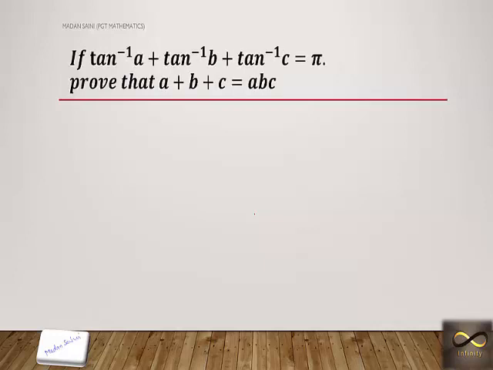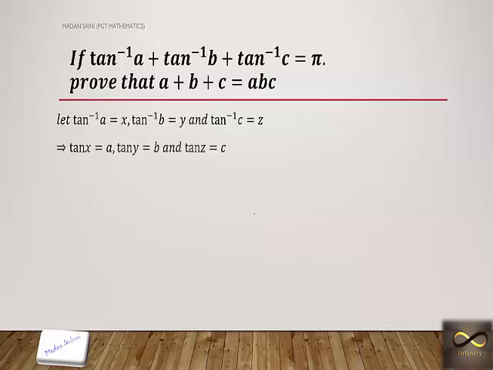Here we have tan inverse A plus tan inverse B plus tan inverse C is equal to pi, and we need to prove that A plus B plus C is equal to the product of the three numbers A, B, C. Here we will start by considering let tan inverse A be equal to x, tan inverse B be equal to y, and tan inverse C be equal to z. Definition of inverse function will give us tan x is equal to A, tan y is equal to B, and tan z is equal to C.